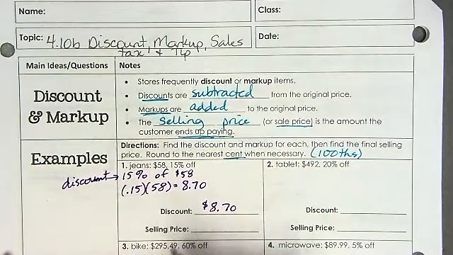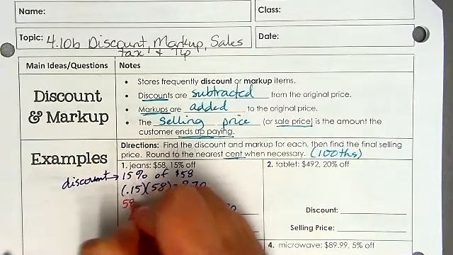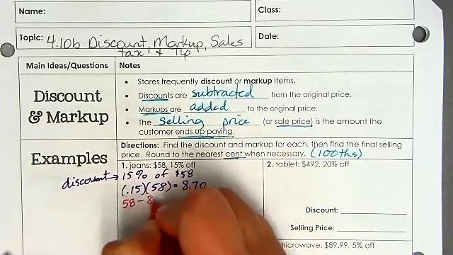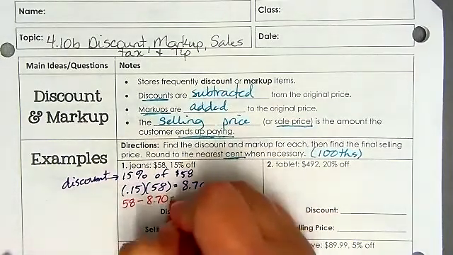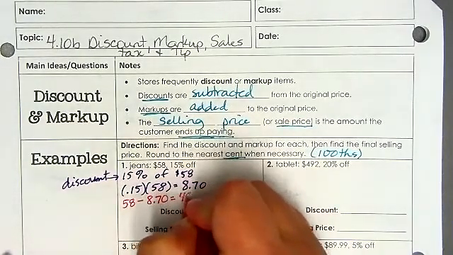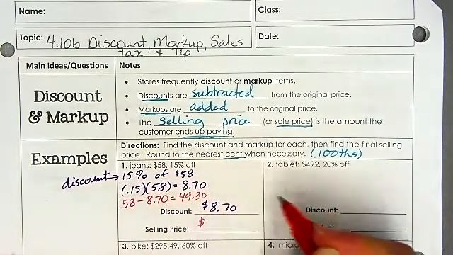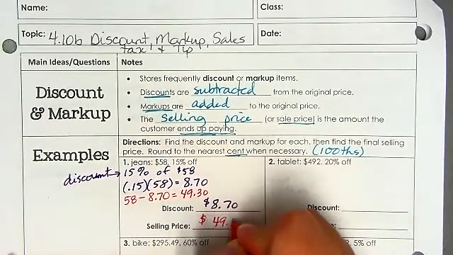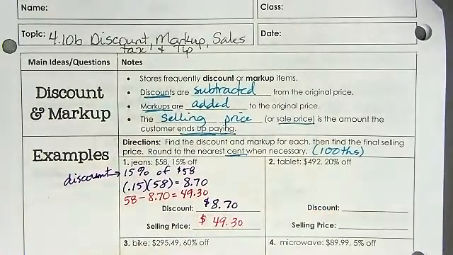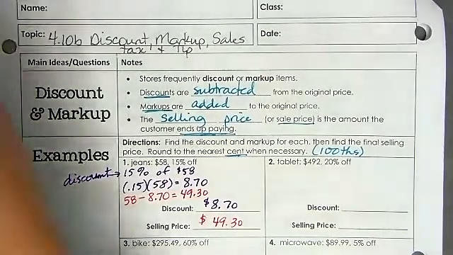Now, to find the selling price, that's where we are going to do 58 minus the discount, the $8.70. When I do that subtraction, we get 49.30. So my final selling price, what I have to pay, is $49.30.